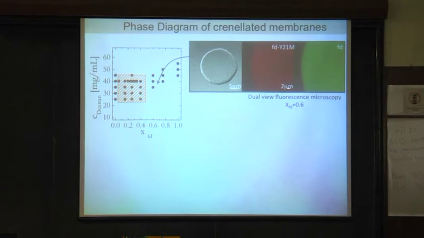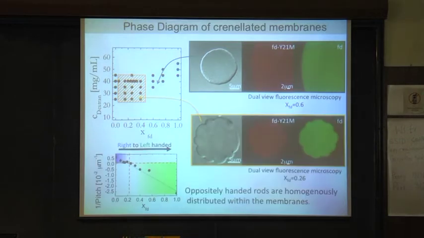As we go towards the achiral regime, we have these ripples of opposite handedness, and what's interesting is that the two kinds of rods are completely mixed. So there is really no phase separation either at the edges or in the bulk of the membrane. So it's some kind of overall chirality or achirality that sets up and then leads to these kinds of structures.